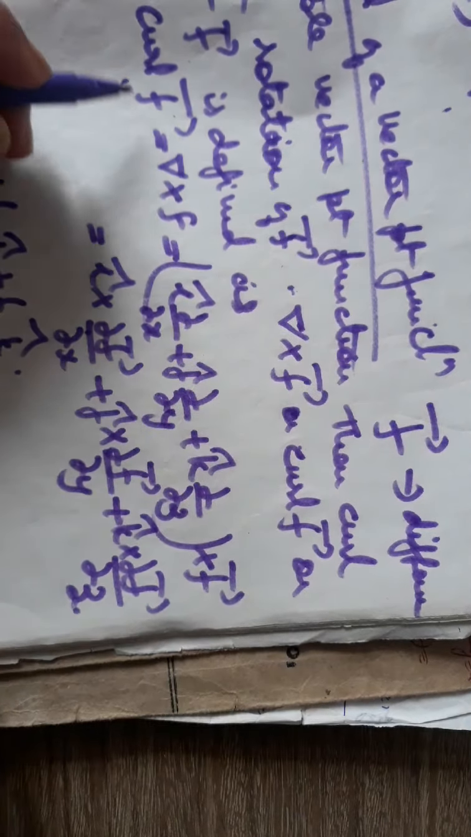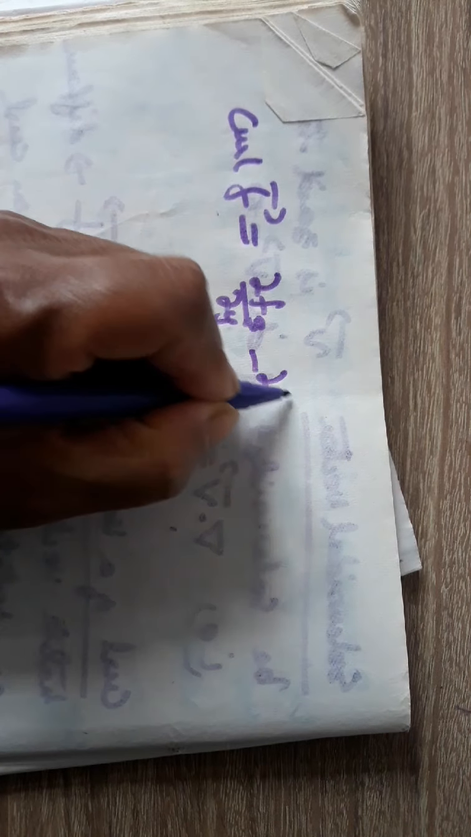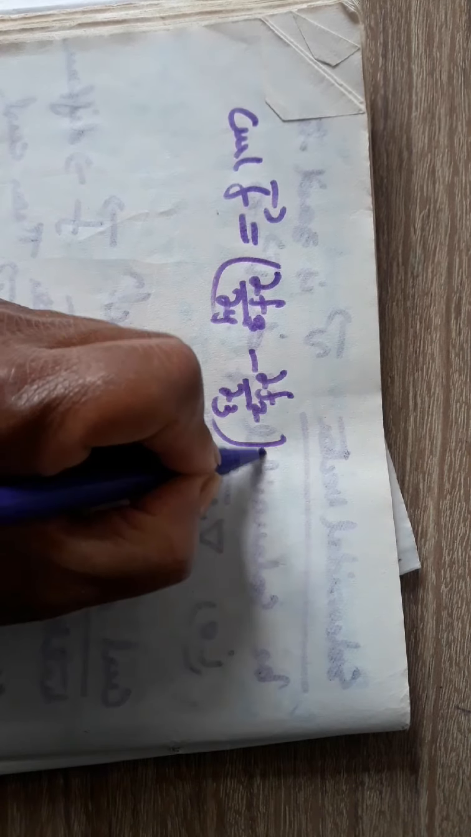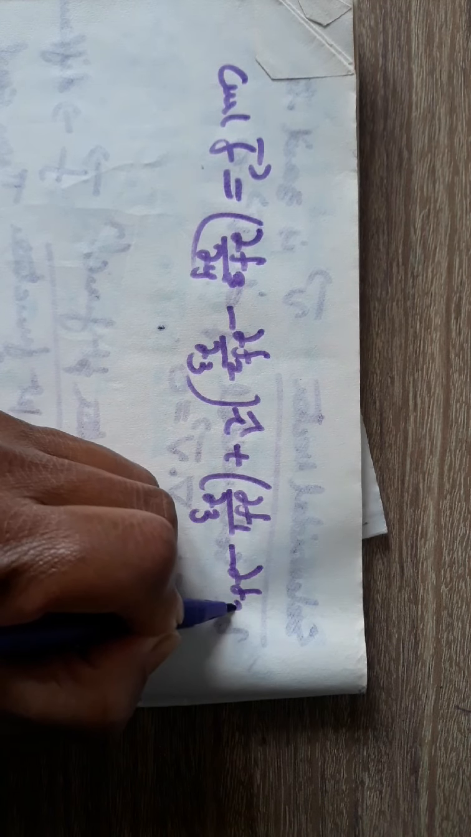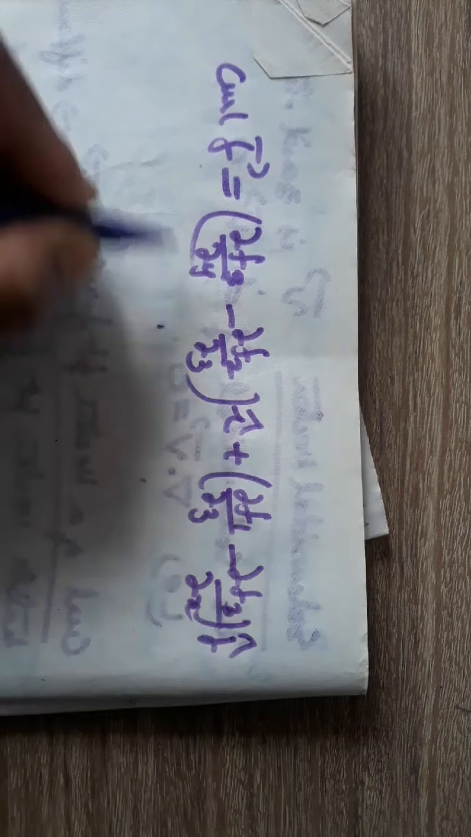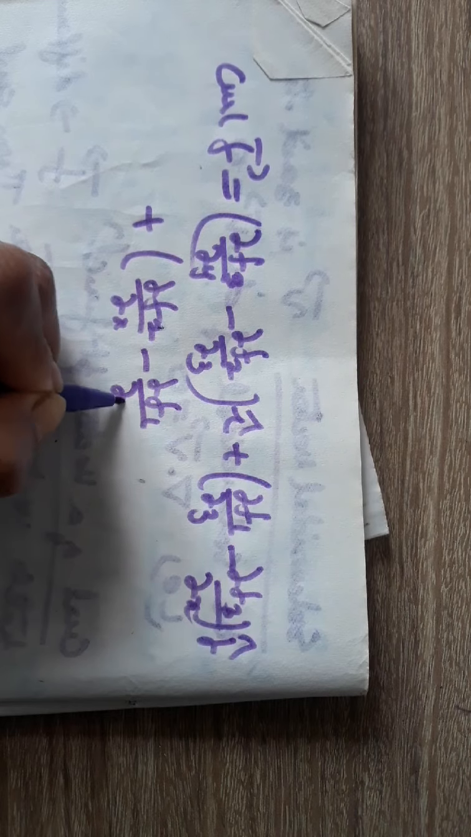So use that operation. Therefore curl of f bar is equal to (del f3/del y minus del f2/del z) i, by arranging the coefficients of i, plus (del f1/del z minus del f3/del x) j plus (del f2/del x minus del f1/del y) k cap. I hope it is clear to you.